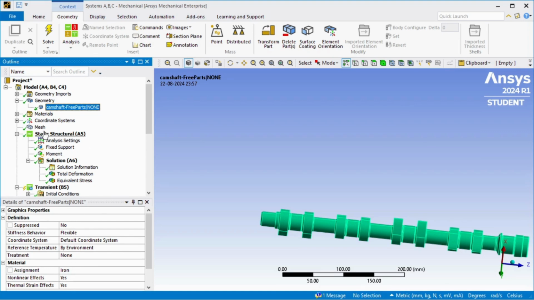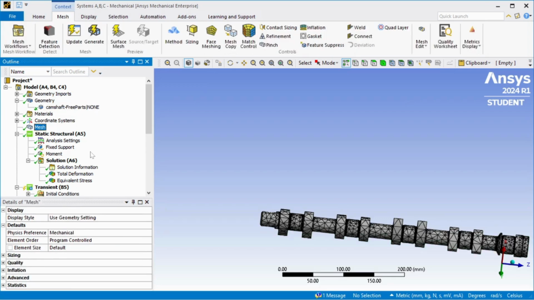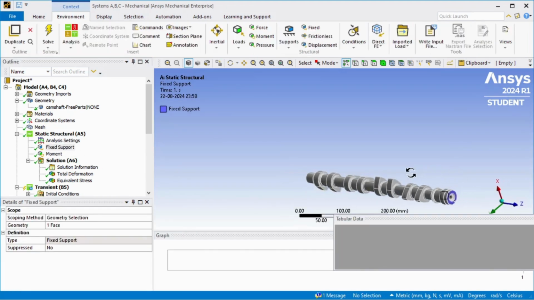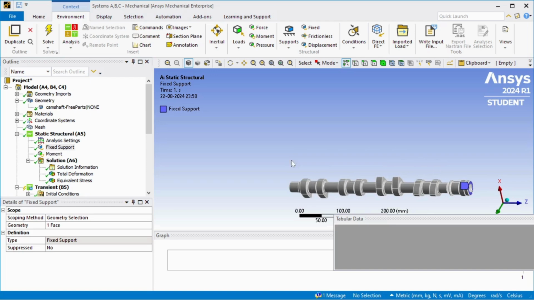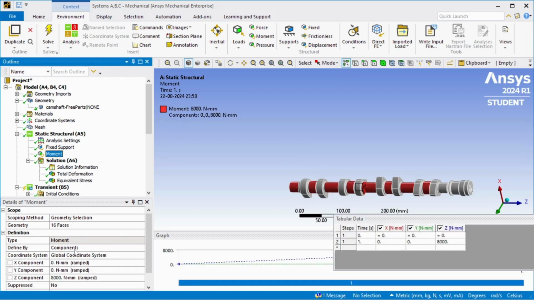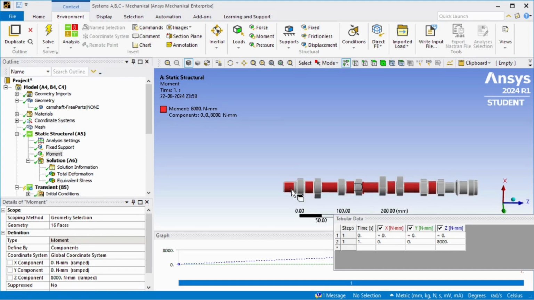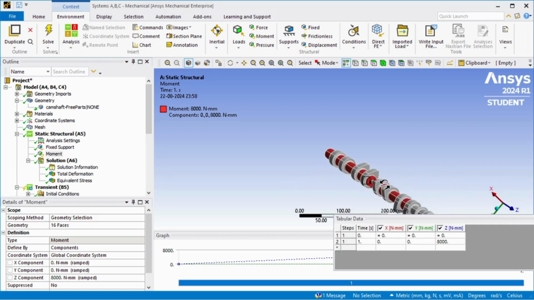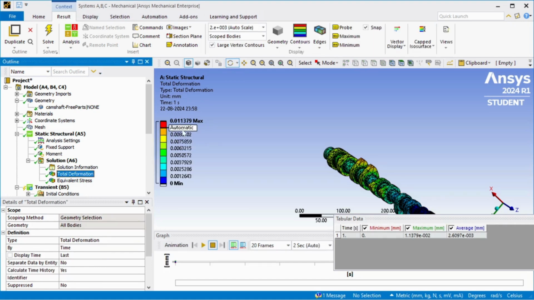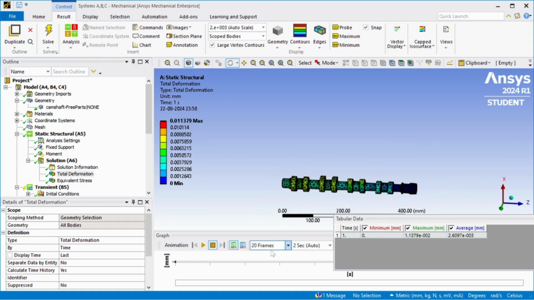So we'll begin our analysis starting with cast iron or chilled iron, which is usually used for camshaft. We have done a general mesh. In our static structural analysis, we have fixed this end of our camshaft, and we have given it a moment in the Z component of 8,000 Newton per millimeter over these faces, and the rotation is in the anti-clockwise direction. As we can see, the total deformation is 0.011379 millimeter, and this is how the camshaft would react under our given moment loads.